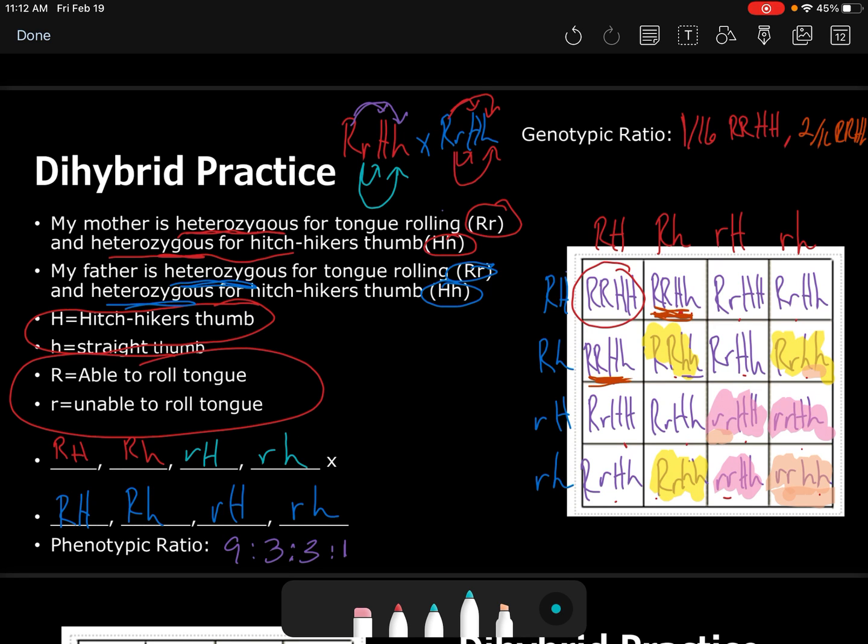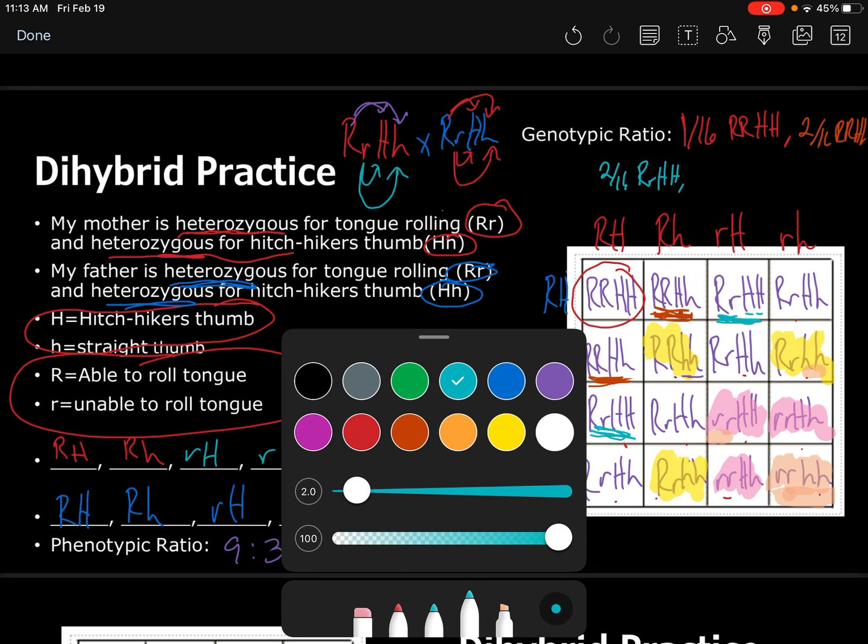Then we'll look for the next one. So big R, big H, big H. Okay, so here we have another one of those. We do not have any more, so again we'll have 2 out of 16 that are big R, big H, big H.